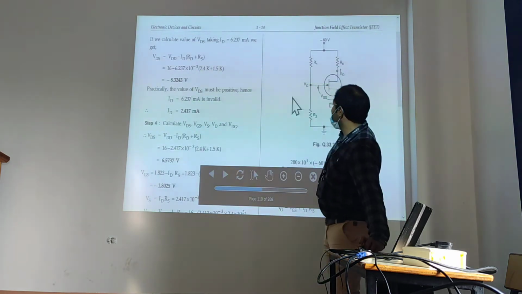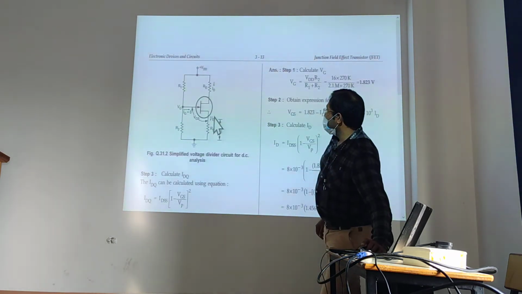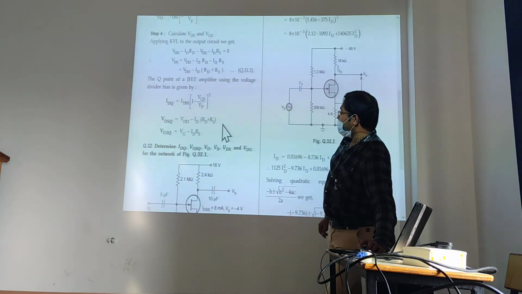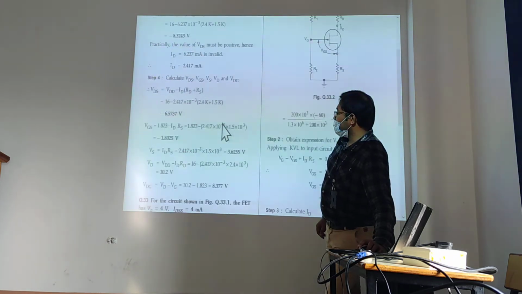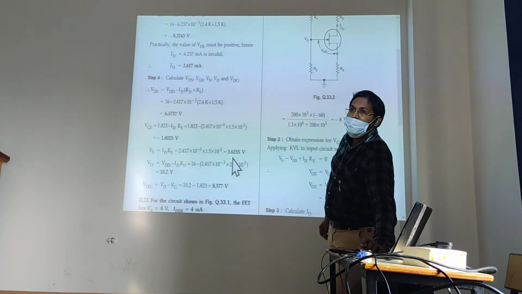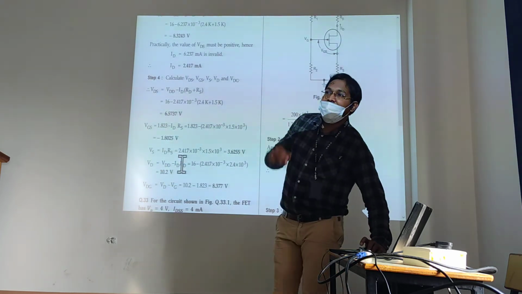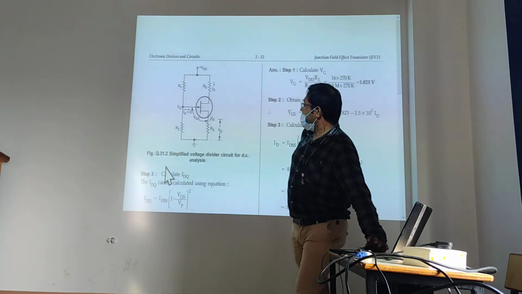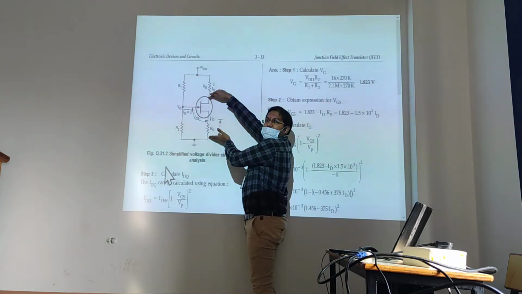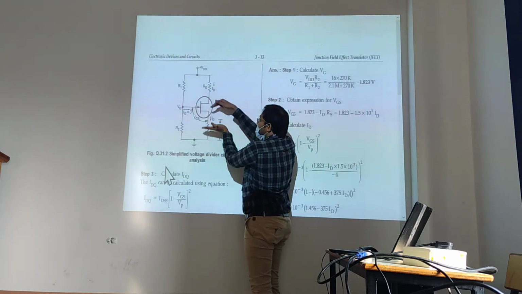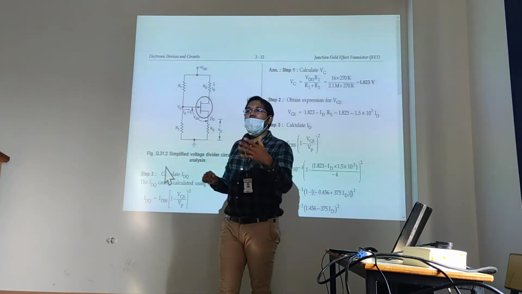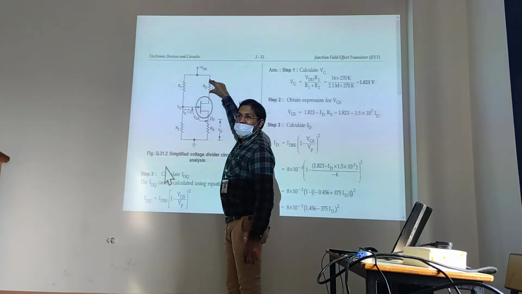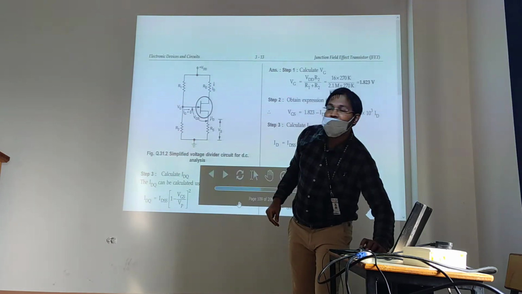Next, VS. VS is ID into RS. So from that we are finding VS. Then VD, I told you there are two methods that you can do. This voltage plus this voltage, or this voltage minus this voltage.